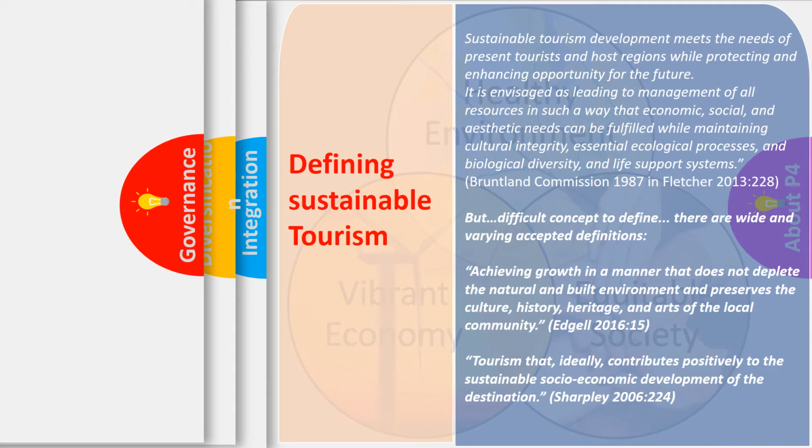Defining sustainable tourism. Sustainable tourism development meets the needs of present tourists and host regions whilst protecting and enhancing the opportunity for the future. It is envisaged as leading to management of all resources in such a way that economic, social, and aesthetic needs can be fulfilled while maintaining cultural integrity, essential ecological processes, biological diversity, and life support systems. That was from the Brundtland Commission in 1987, from the meeting in Stockholm.